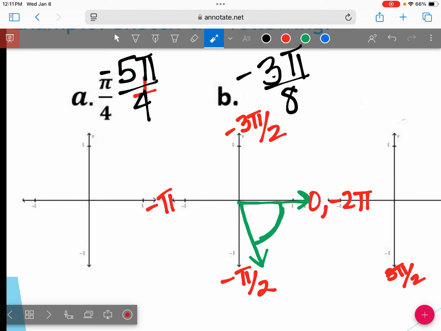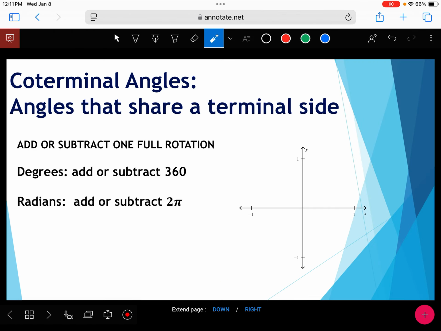All right, any questions? All right, so now we're going to talk about coterminal angles, and then we'll end there. Okay, so go ahead and copy down this definition for coterminals. Coterminal simply means that they share the same terminal side. If it's in degrees, we add or subtract 360 because that's 2 pi, or that's a full revolution. In degrees, 1 full revolution is 360 degrees. But if it's in radians, we add or subtract 2 pi.